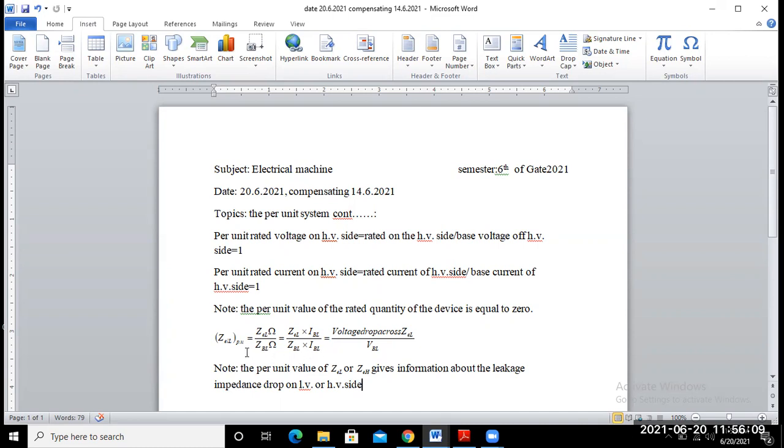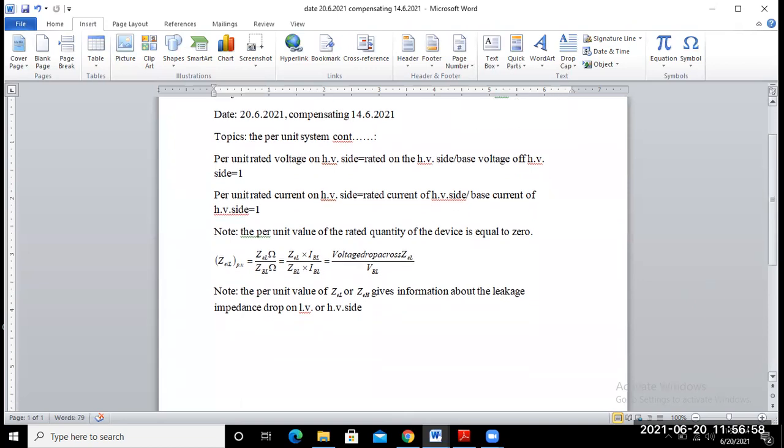So we can say that the per unit value of the equivalent leakage impedance, either on the low voltage side or the high voltage side, gives the information about the leakage impedance drop on the LV or HV side. Okay, so the next point we can conclude here.